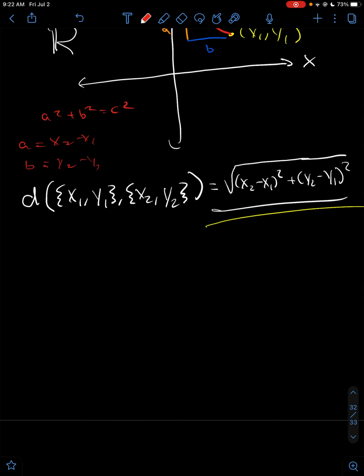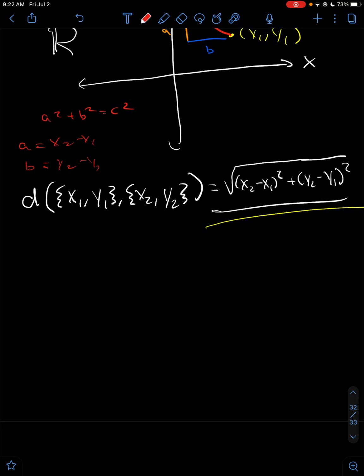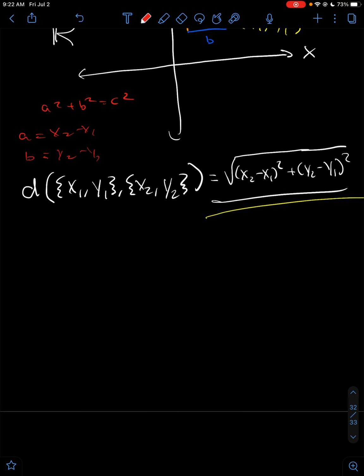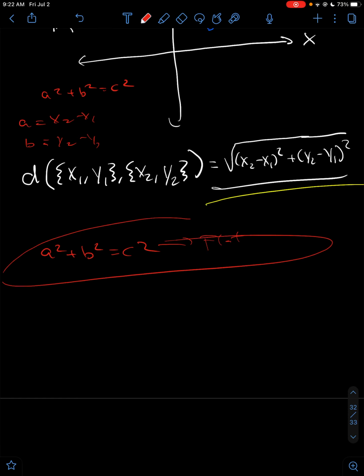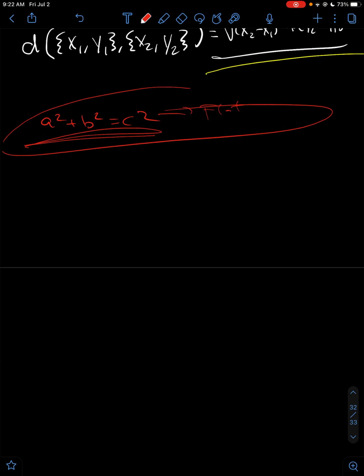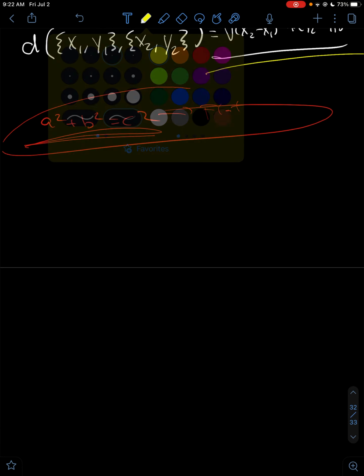Now, are there any non-trivial metrics on some geometric space? Well, the answer is yes, there is. In the realm of differential geometry, we often deal with certain manifolds that have metrics that veer off from the Pythagorean theorem. In fact, the Pythagorean theorem, a squared plus b squared equals c squared, only holds when your space is flat. If your space is curved, this no longer works. And I'll just give you a sneak peek of it.